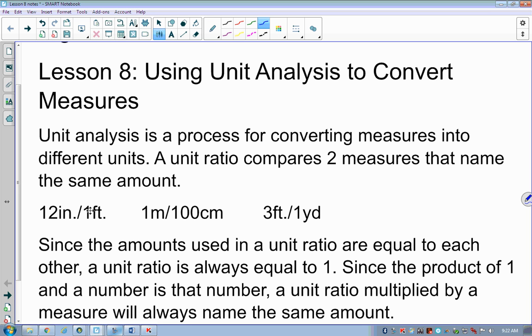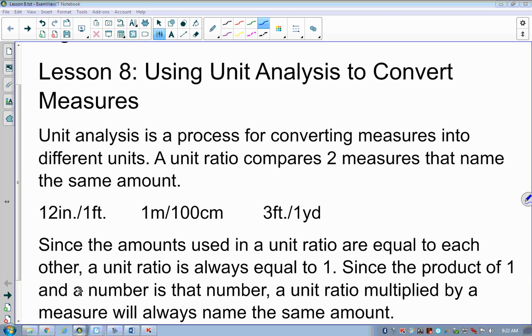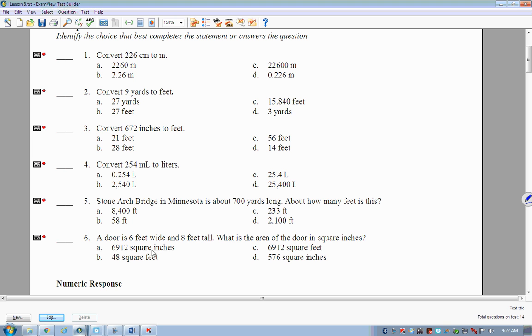All right, let's see if we can't pull up a couple of questions here. All right, let's say we wanted to convert 226 centimeters to meters. Okay, 226 centimeters to meters. What would I need to do? I need to multiply by the conversion, right? And so, here, let me kind of clear that out.